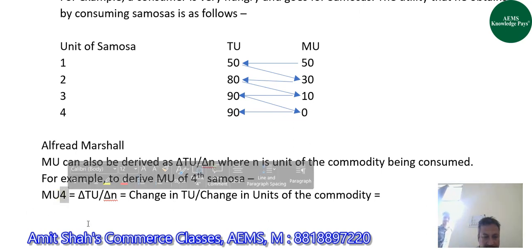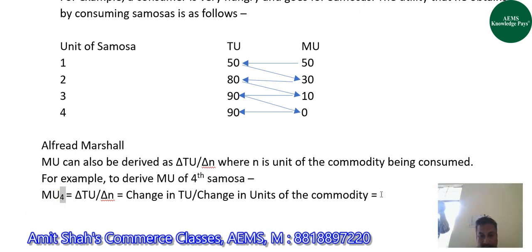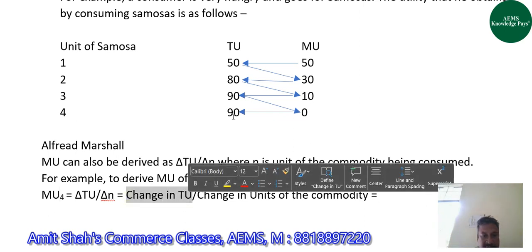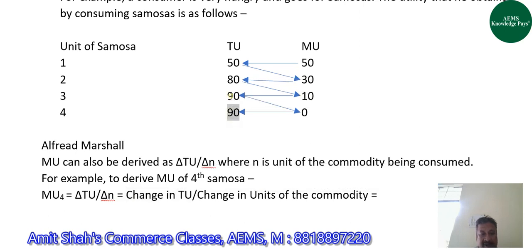So for the fourth samosa, the change in TU is 90 minus 90, divided by the change in units of commodity, which is 4 minus 3. That is 0 divided by 1. That is 0. Have you understood this, guys, or not?